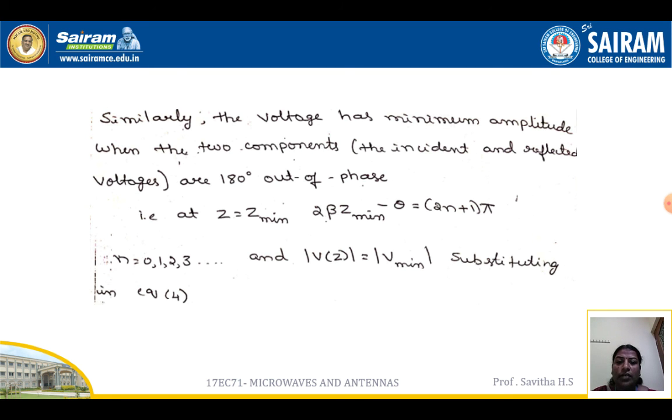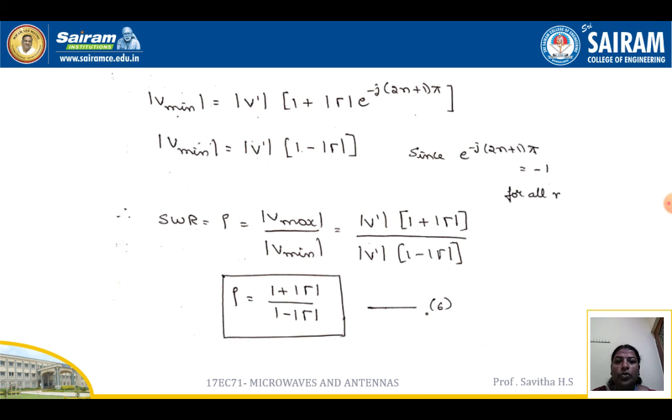Similarly, we'll derive the equation for V minimum. The voltage is the minimum amplitude when the two components, the incident and the reflected wave, are 180 degree out of phase. So at z is equal to z minimum, 2 beta z minimum minus theta is equal to (2n plus 1) into pi, where n is equal to 0, 1, 2, 3. Then V of z is equal to V minimum, substituting same in equation 4. So here also we will get V minimum is equal to V dash into 1 minus magnitude of reflection coefficient, since e to the power of minus j (2n plus 1) pi is equal to minus 1 for all values of n.